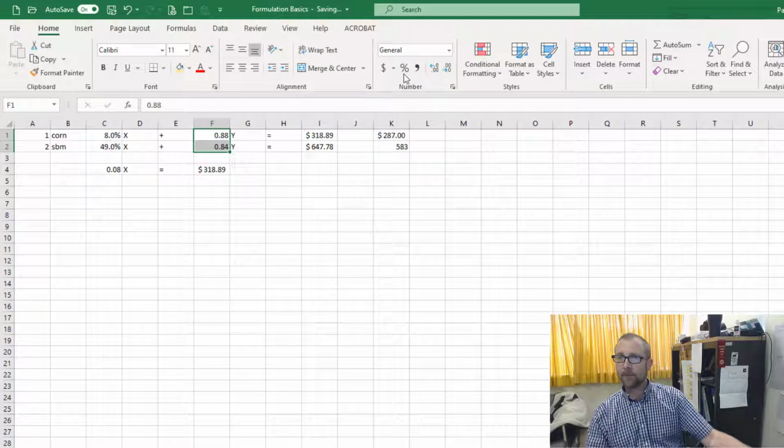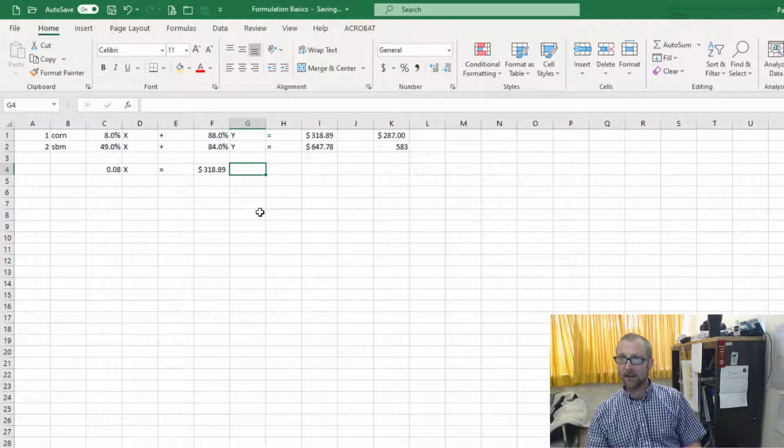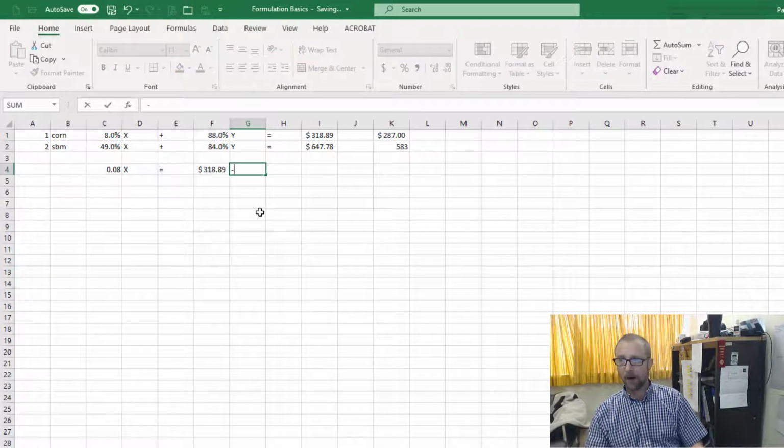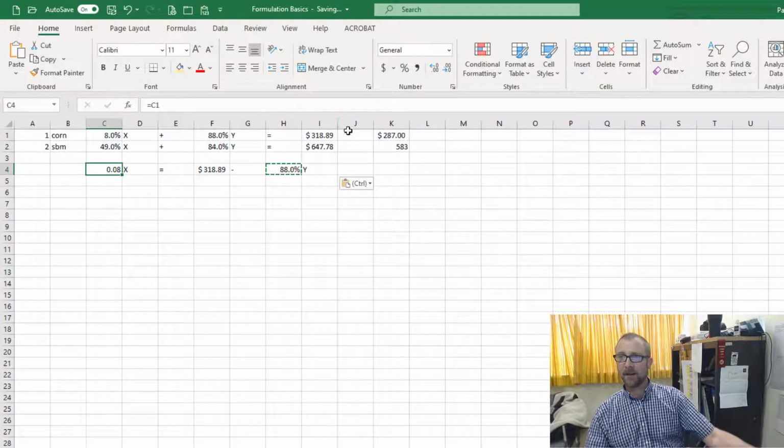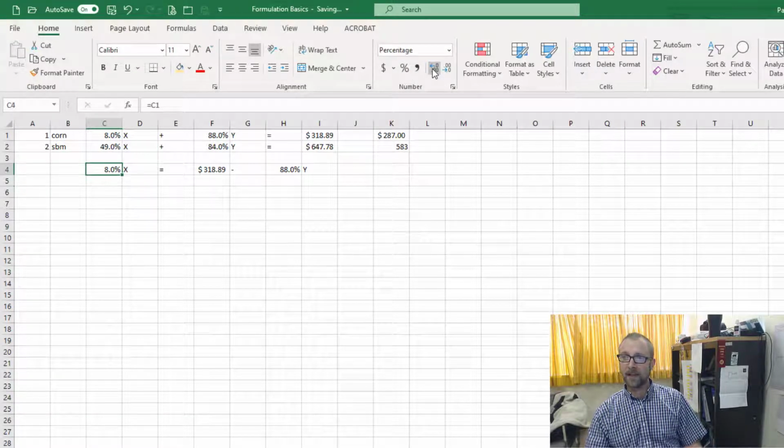Okay, so if we have those numbers, now we're going to take that 88% Y to the other side, so it becomes a minus on the other side, and so we go equals 88 Y on that side. Now, again, this is a percent right here, remember? Okay, now we can divide both sides by this 8%, and we will then get X on this side.